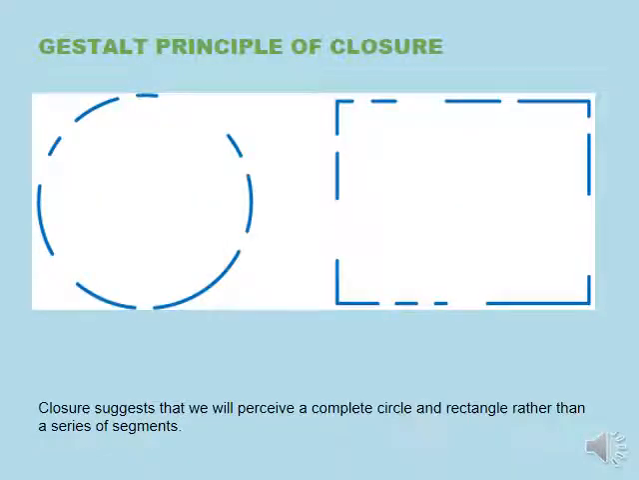So now, the Gestalt principle of closure. Closure suggests that we will perceive a complete circle and rectangle rather than a series of segments. If you notice, for the circle, we fill in the initial missing parts, and the same thing applies for the square, or the rectangle, actually.